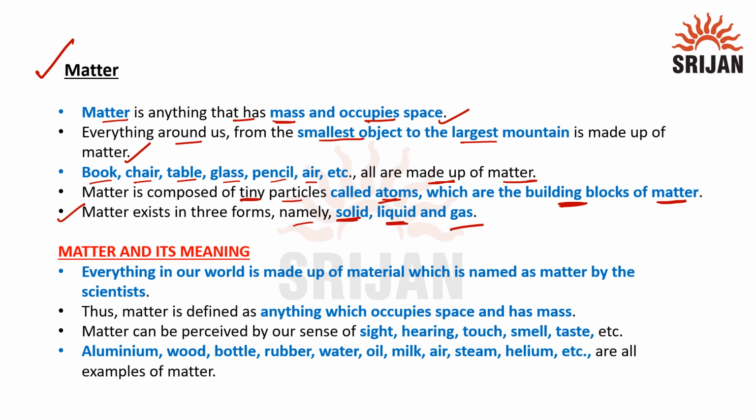Now we will understand matter and its meaning. Everything in our world is made up of material which is named matter by scientists. Thus matter is defined as anything which occupies space and has mass. Matter can be perceived by our senses of sight, hearing, touch, smell, taste, etc. Aluminium, wood, bottle, rubber, water, oil, milk, air, steam, helium, etc. are all examples of matter.